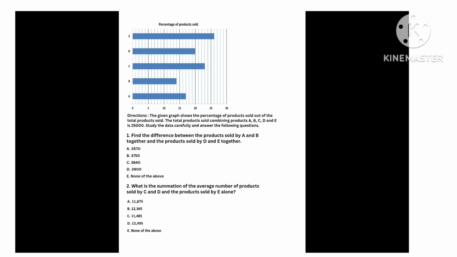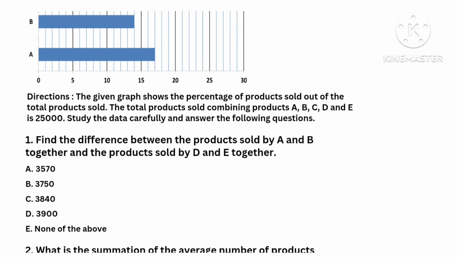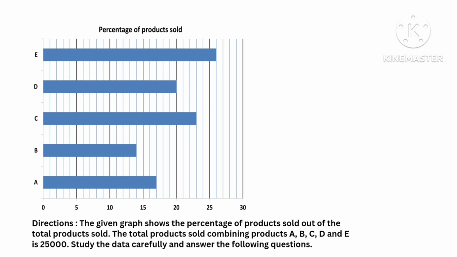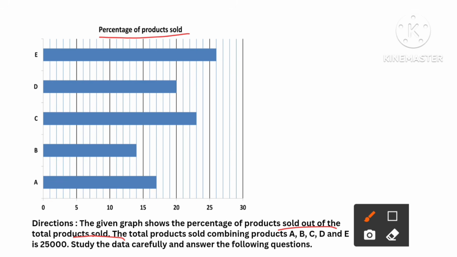Now we are going to see a data interpretation. Here the data is given as the percentages of the product sold. The directions say the given graph shows the percentage of product sold out of the total product sold. The total product sold, combining products of all together, is 25000. So total 25000 is sold, and the graph gives the percentages.